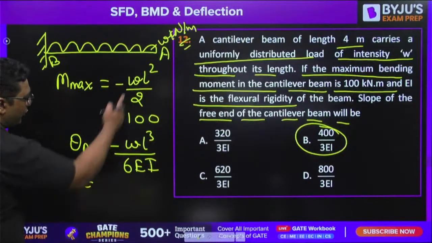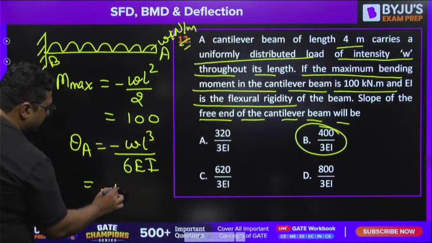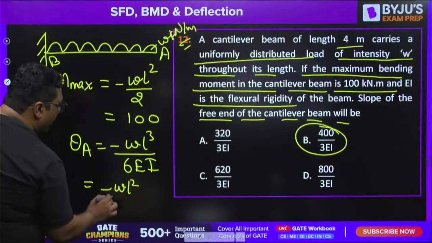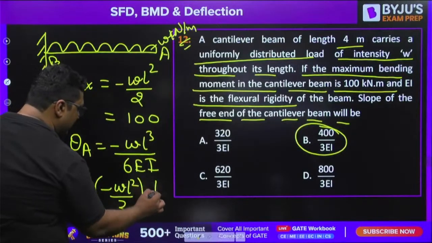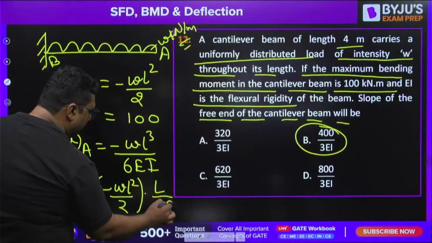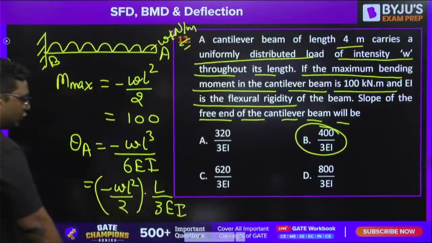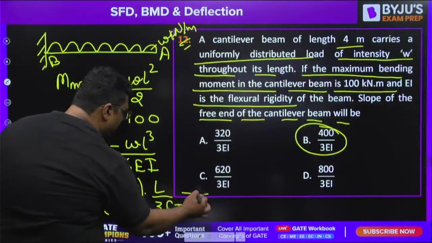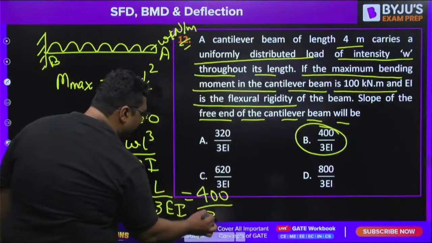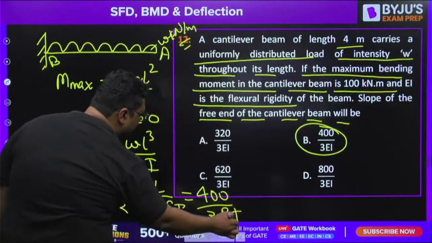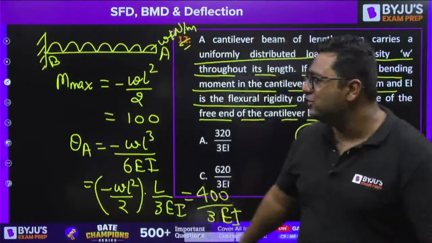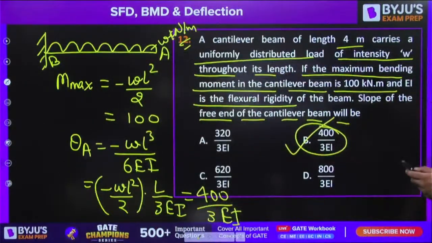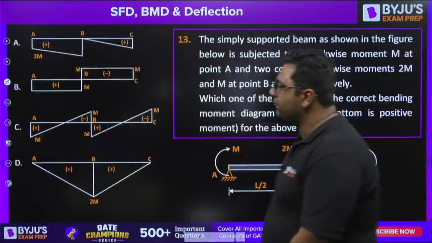So you know that WL square by 2 into L by 3 EI. So you will be getting the answer to be 400 by 3 EI. How clean this question is. The answer for this is going to be B. Let us move to the next question, guys.